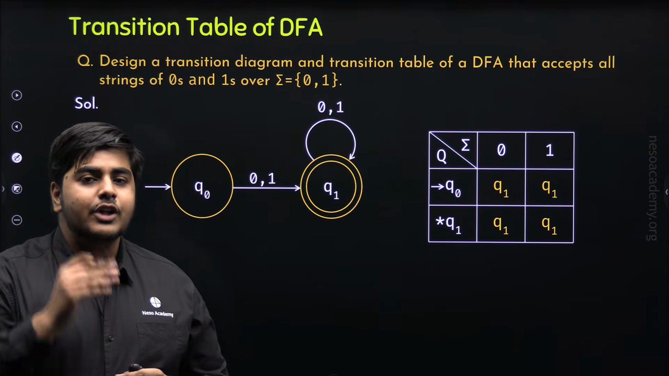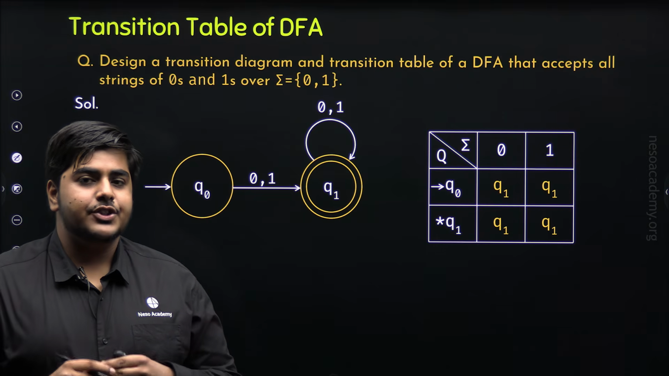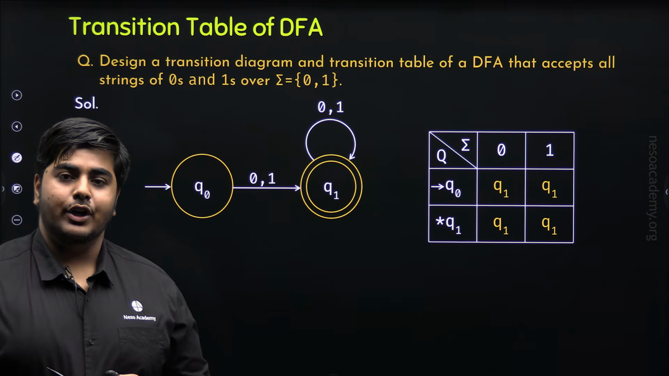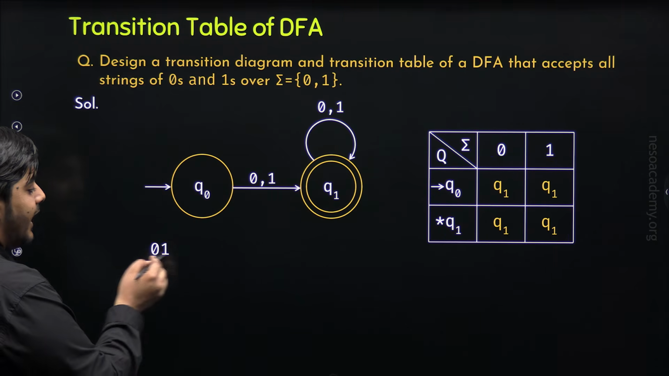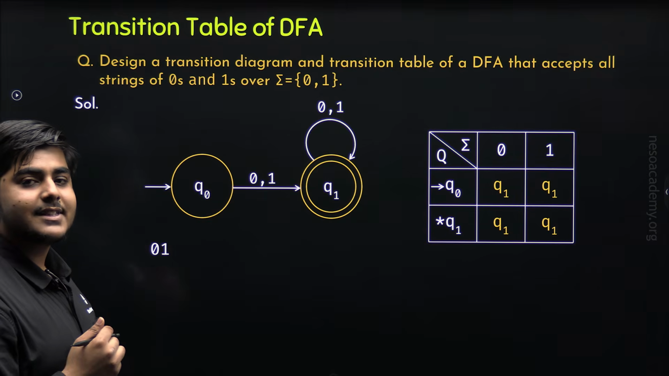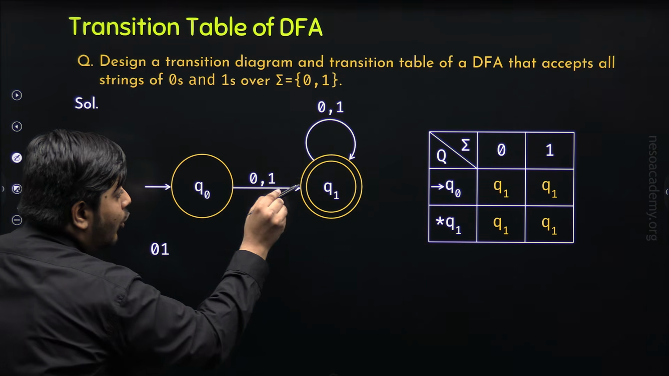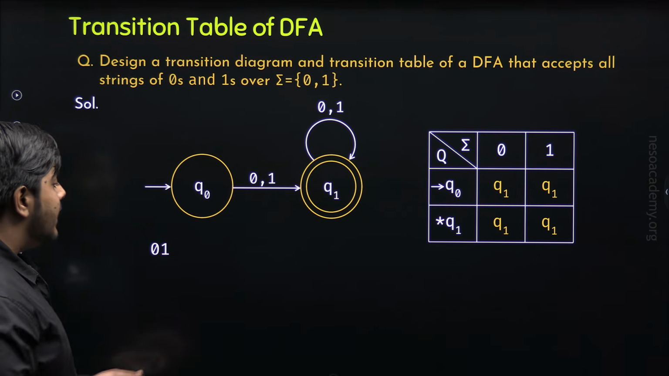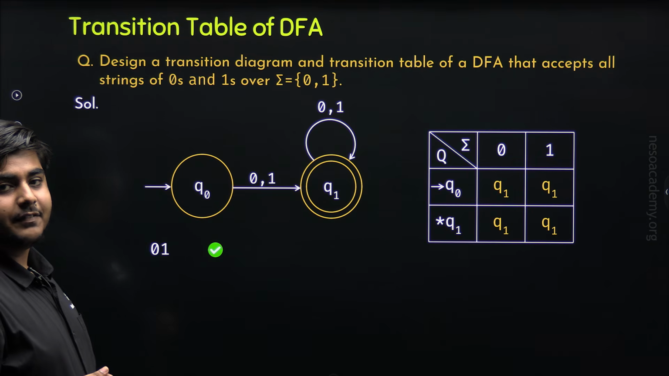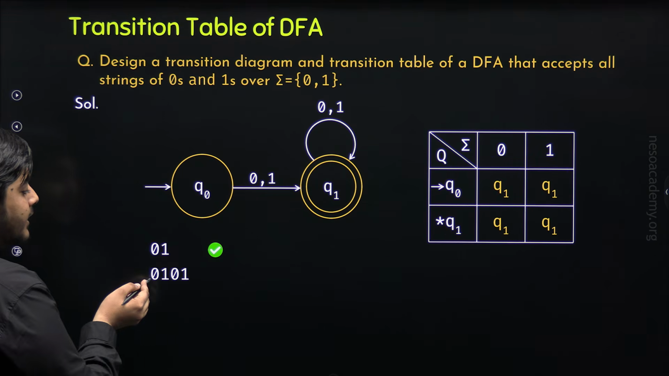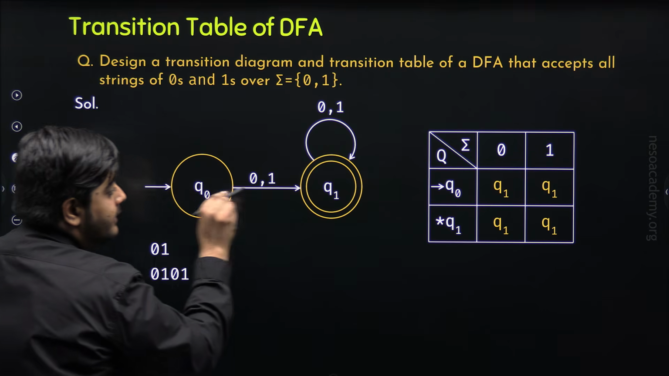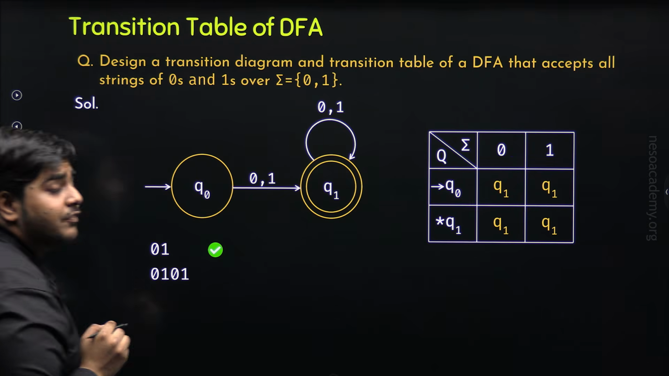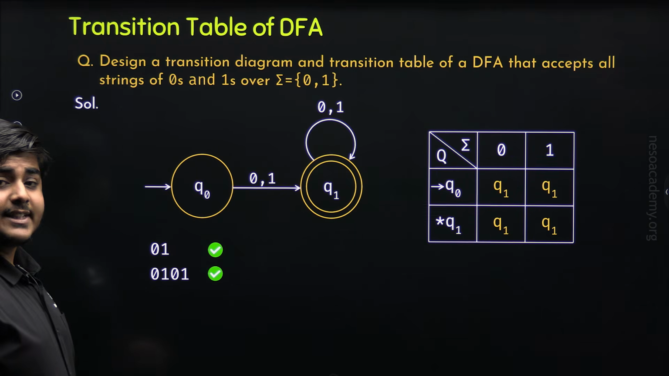Now, for your surety, let's test a few more strings to check whether we have constructed a valid DFA or not. So our first string is 0, 1. Let's process this string. 0, 1. So the string is ending at the final state. That means this string will be accepted by this DFA. Let's take another string, 0, 1, 0, 1. Again ending at the final state. That means it will be accepted.